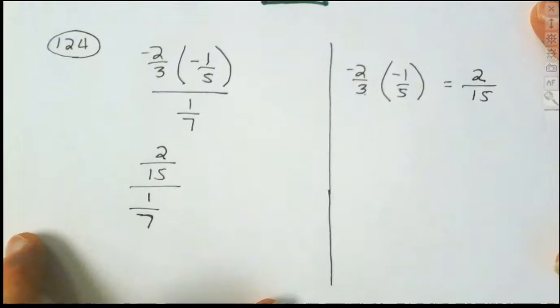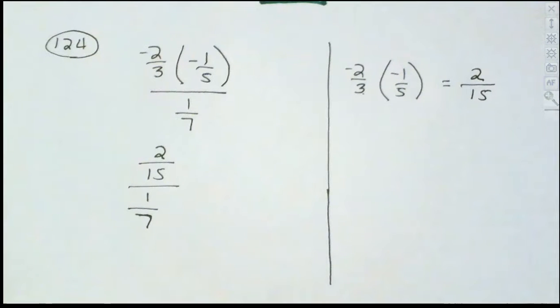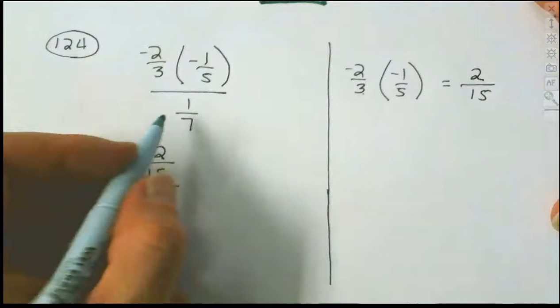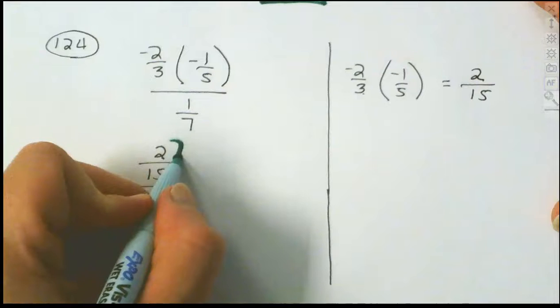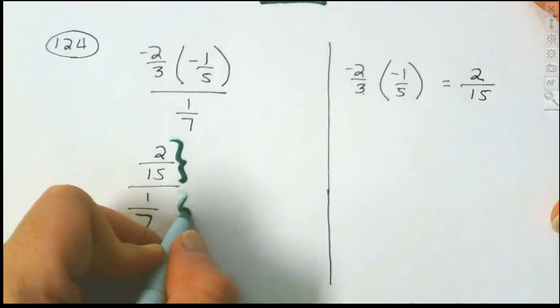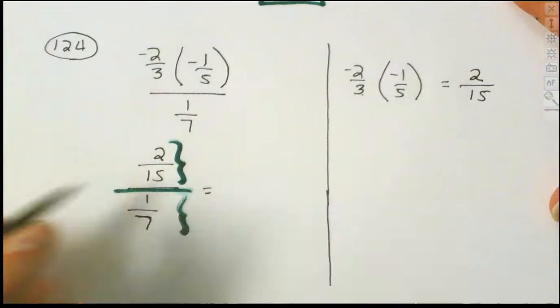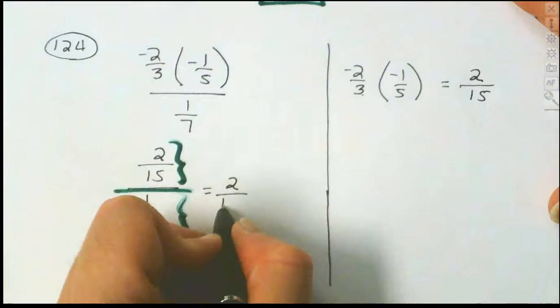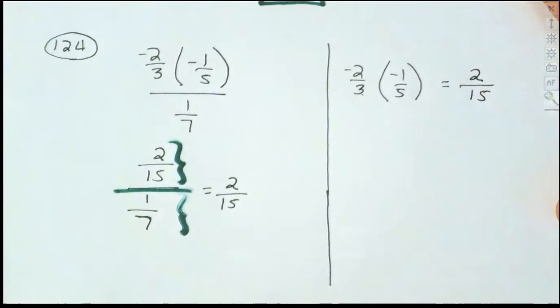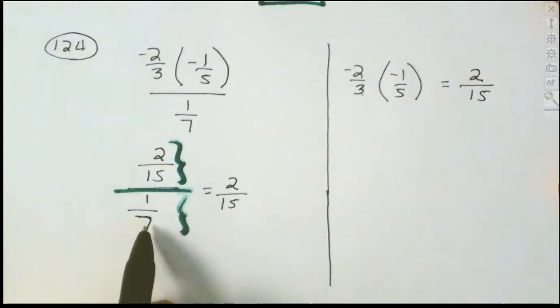Now we need to talk about a fraction divided by another fraction. We can't really divide a fraction by another fraction, but what we do is we multiply by the reciprocal. So we've got a fraction on the top and a fraction down below. And so what we do is we take our first fraction and we keep it the same. So that's going to be 2 over 15. The denominator, though, we invert. So we're going to flip over that 1/7.